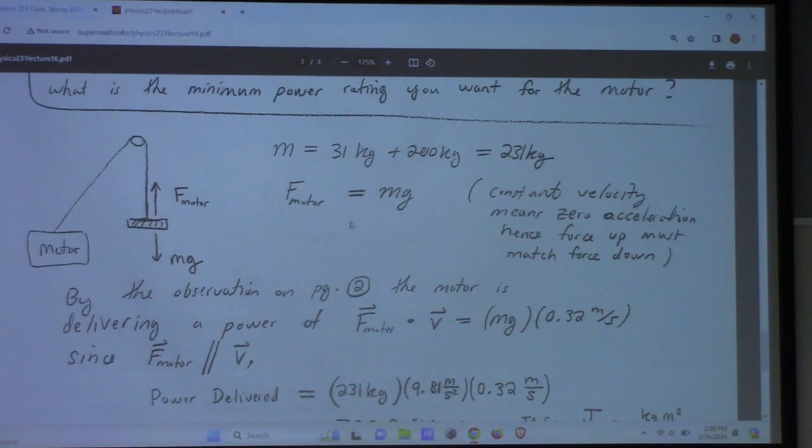The power delivered is this. So 231 times 9. Oh, look, I was more sophisticated back when I wrote these notes. Look, it was 9.81 that semester. I'm much lazier now. I only do 9.8. So, times are changing.